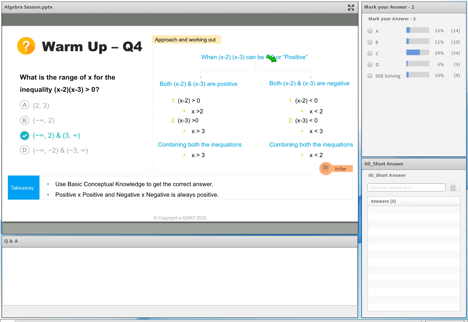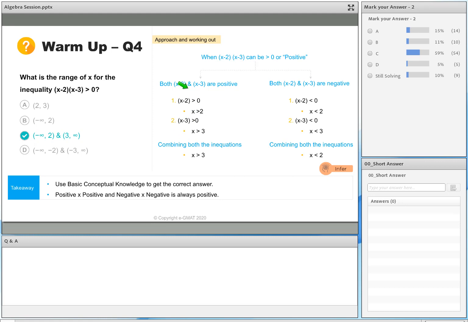When is the product of two numbers positive? Either when both of them are positive or when both of them are negative, right? These are the only two possibilities. Let me first work here where both of them are positive. So if x minus 2 is positive, it's a very simple inequality to solve. I just get x is greater than 2. Similarly, if x minus 3 is positive, I get x is greater than 3.